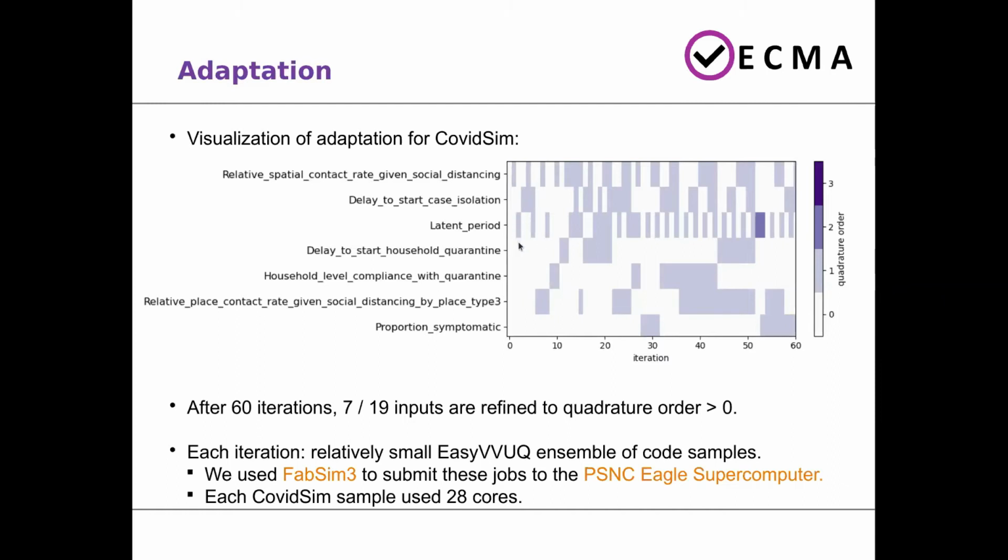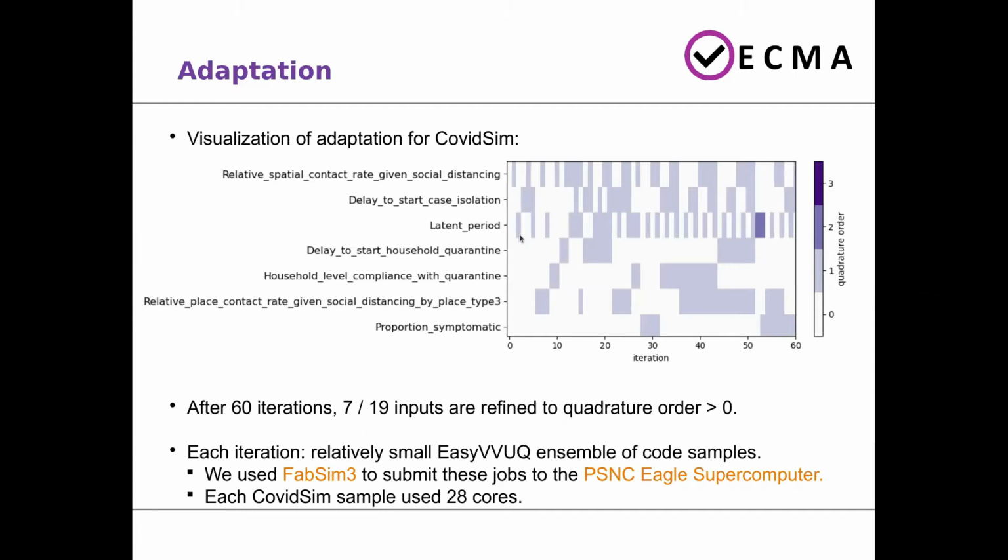Then in the third iteration, you refine the latent periods, then the delayed case isolation. And then you can see in this iteration here that you refine both the contact rate and the case isolation parameter at once. Right? And so this continues on and on. And the thing to take away here is that after 60 iterations, we actually did 200 in the end, but I'm just showing you the first 60. Just 7 of the 19 inputs are refined. And so you really pick up on an effective dimension that is much lower than the 19.